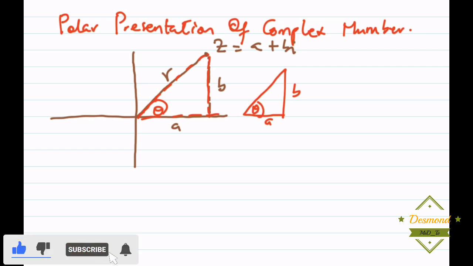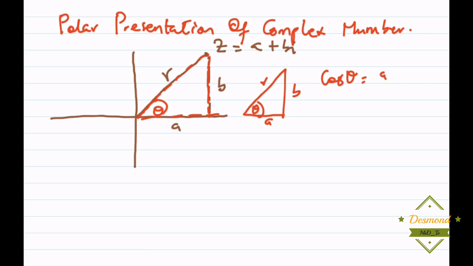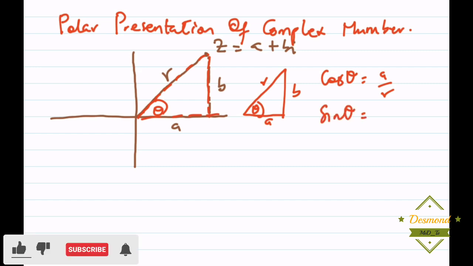So writing theta in terms of a, b, and r, we have cos theta equal to a over r, and sin theta equal to b over r. Making a and b the subject, we get a equal to r cos theta and b equal to r sin theta.